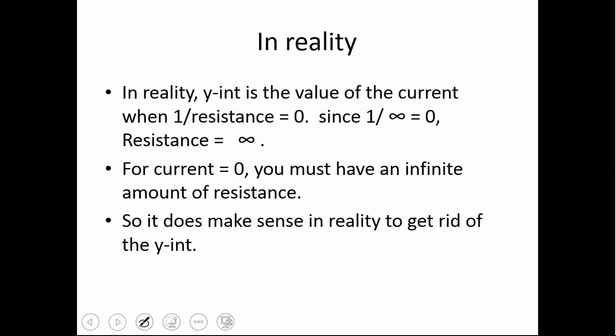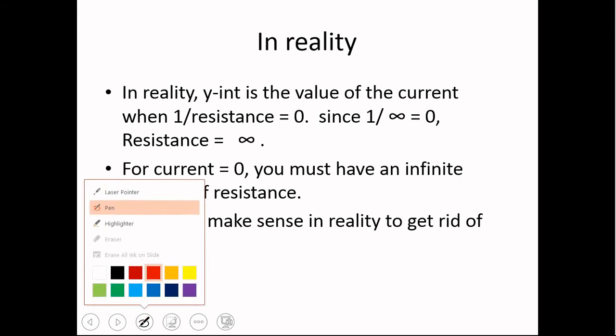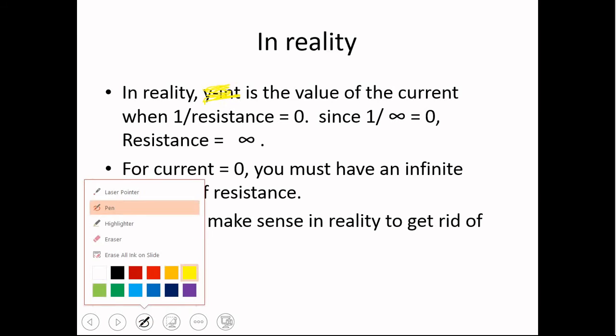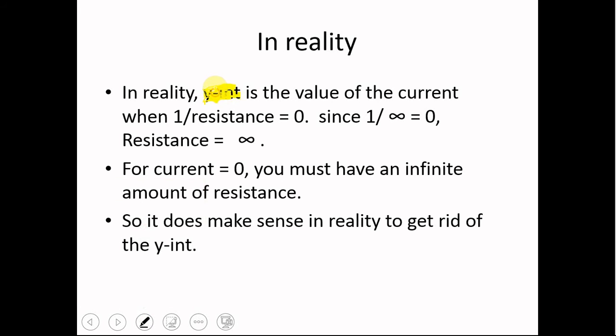Now this is a new slide. I forgot to put space in there, so you're going to have to copy this down. In reality, let's do the reality check. In reality, the y-intercept is the value of the current when 1 over resistance is equal to 0.